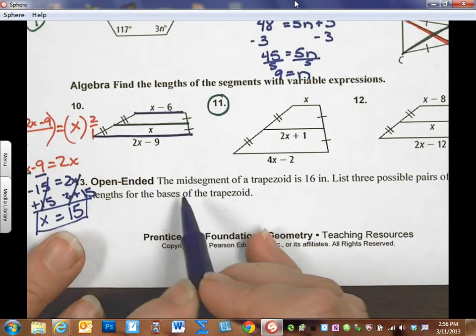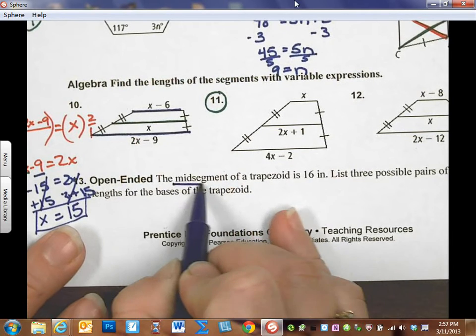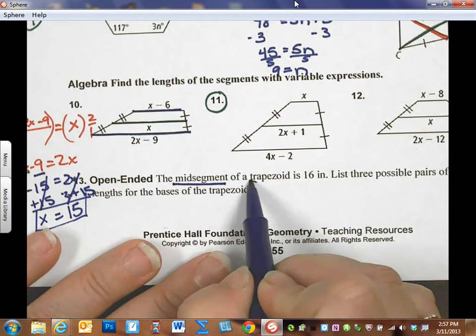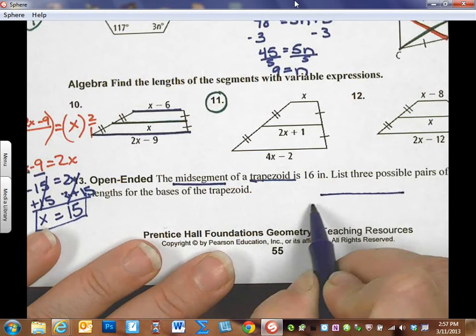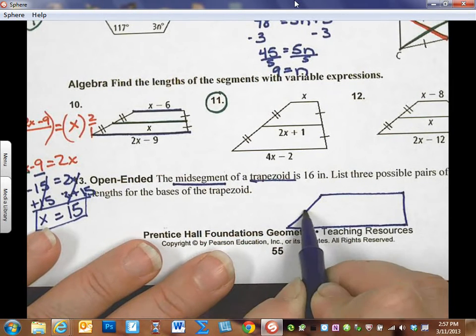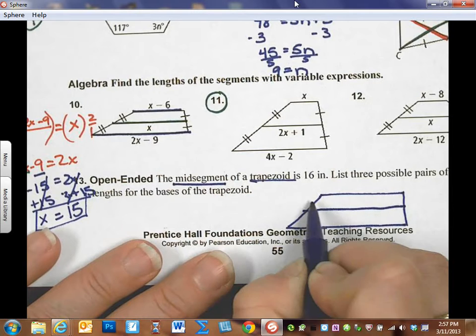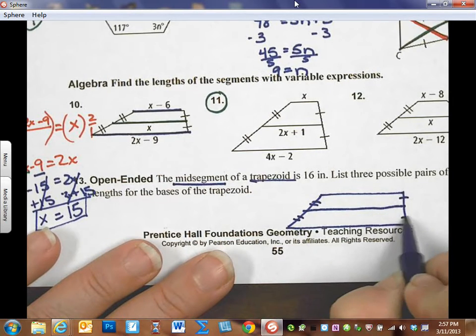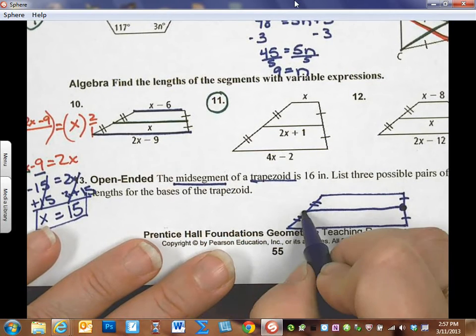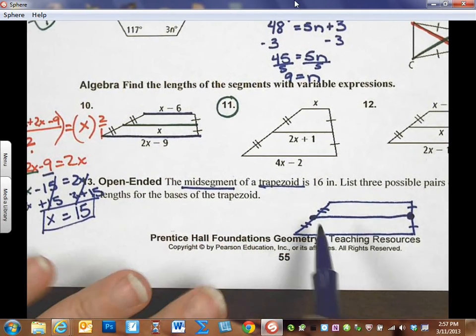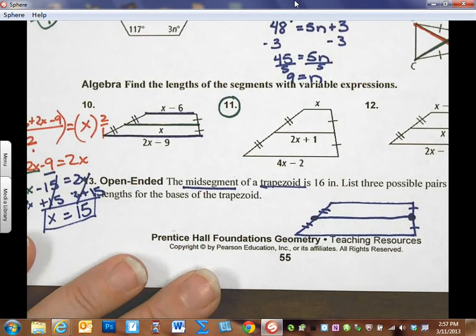This is the same type of problem, but remember, if you don't draw the picture, you're going to have a hard time. The midsegment of a trapezoid. Well, what is the midsegment? It is the line that goes right down the middle, and remember, these two pieces are congruent, and that's because we make the midsegment by connecting the midpoints of those sides. It tells me that the midsegment is 16.